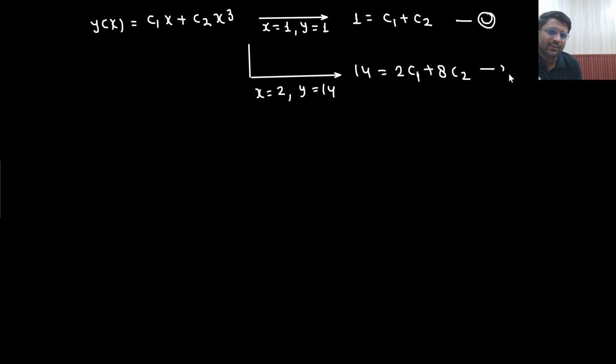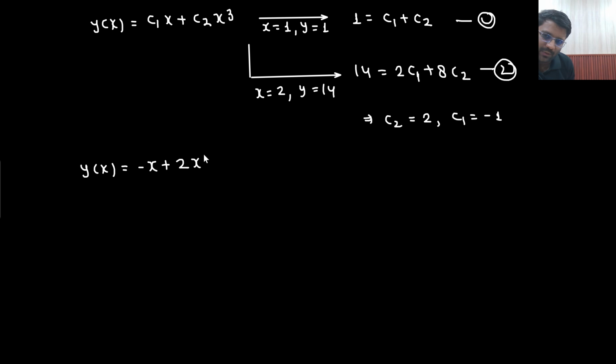So from here, can you solve the equations and get the values of c1 and c2? This task is up to you. You need to solve the equations on your own. The answer will come out to be, sorry, c2 will come out to be 2 and c1 will come out to be minus 1. So y of x is simply minus x plus 2x cube. This is the answer that you are getting.